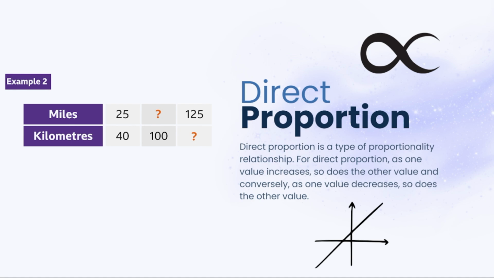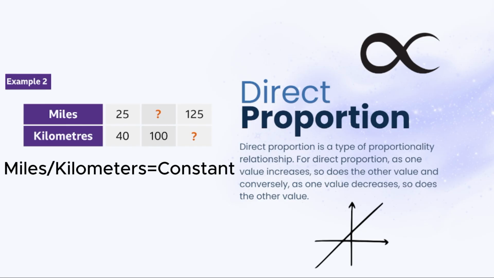As you can see in the table on the left, when the miles equal 25, the kilometers equal 40. Now, it wants us to find how many miles are in 100 kilometers, and also how many kilometers there are when there are 125 miles. So to solve this, we can use the formula for direct proportion, which is miles over kilometers equals the constant. Using the first pair, 25 miles equals 40 kilometers, the constant will be 25 over 40, which simplified is 5 over 8. So that means for every 5 miles it's 8 kilometers. Now, we can use this to find the missing values.